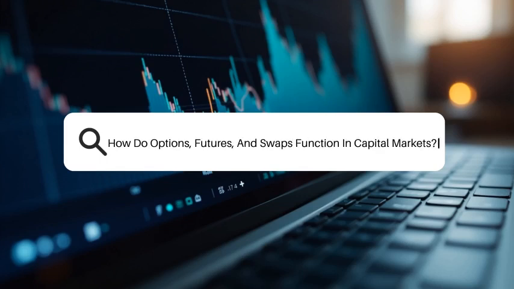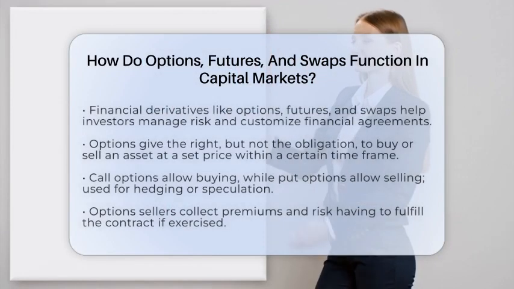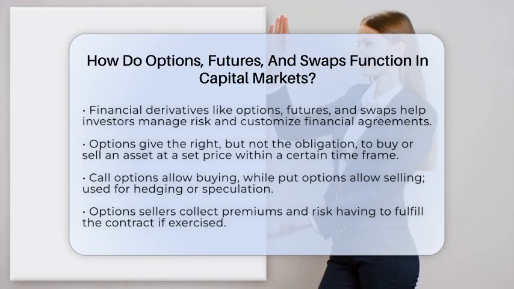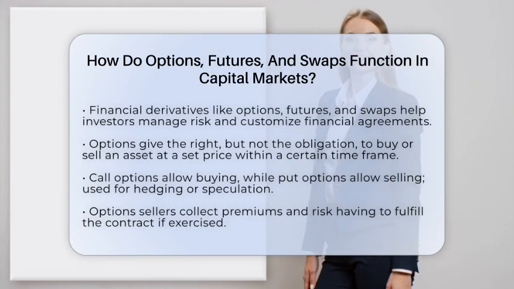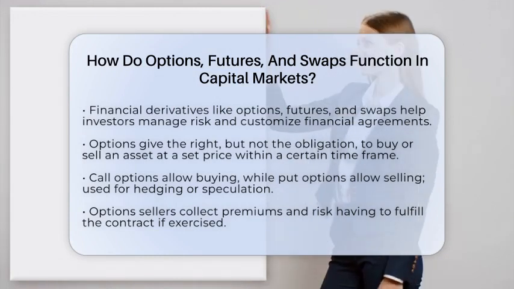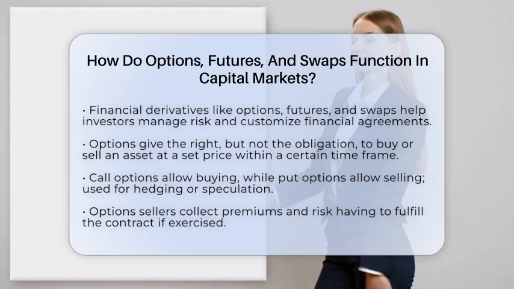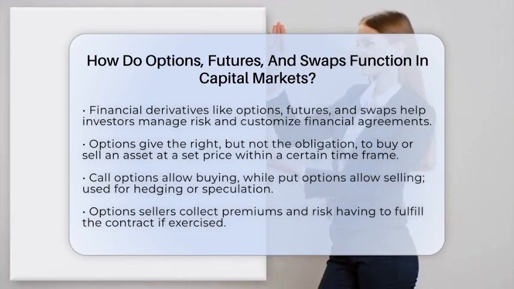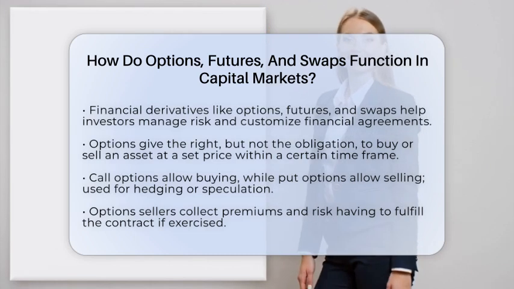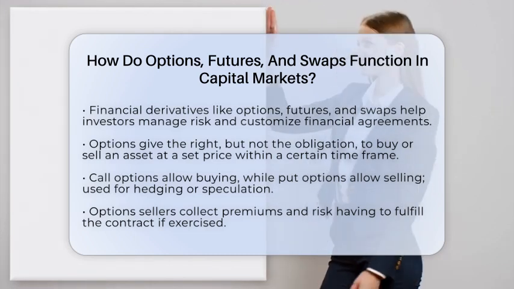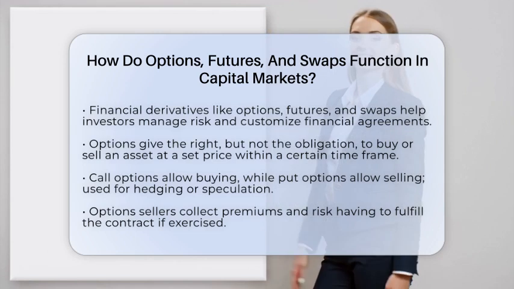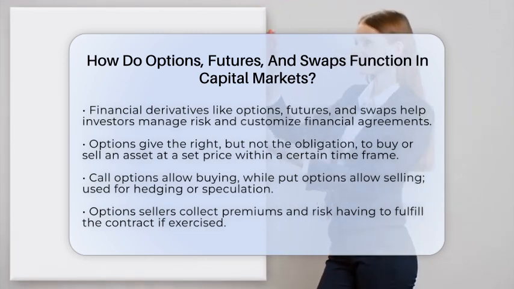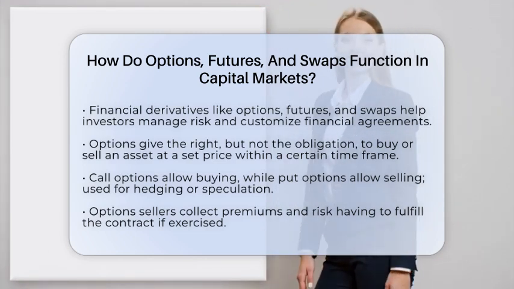How do options, futures, and swaps function in capital markets? Imagine a world where investors can manage risk, speculate on future prices, and tailor financial agreements to their specific needs. This world is made possible through the use of financial derivatives such as options, futures, and swaps. These instruments are essential tools in modern capital markets, providing flexibility and efficiency for a wide range of participants.